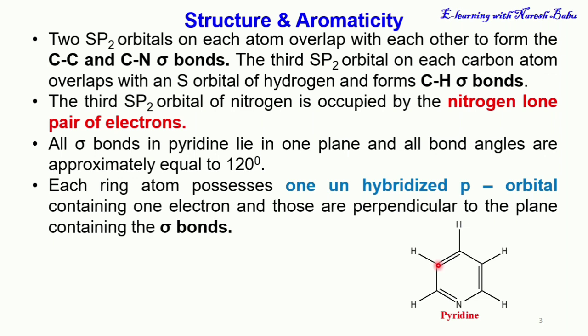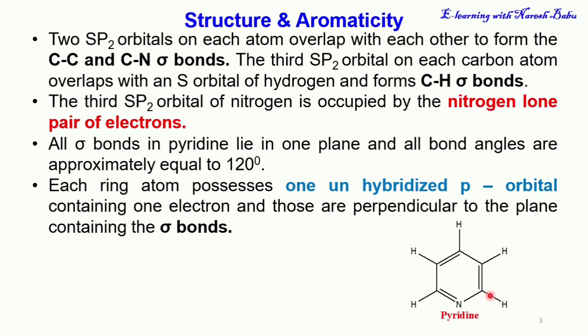Sp2 hybridized means px and py are involved in the hybridization. The pz orbital remains unchanged and is not involved in the hybridization of all five carbon atoms and the nitrogen atom. All these unhybridized p orbitals in the ring system have one electron, and they are perpendicular to the plane containing the sigma bonds. So, in whichever plane the sigma bonds are present, the unhybridized p orbital with one electron lies perpendicular to it.